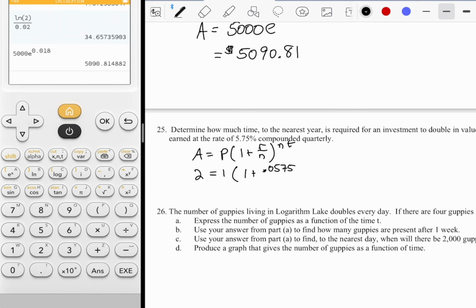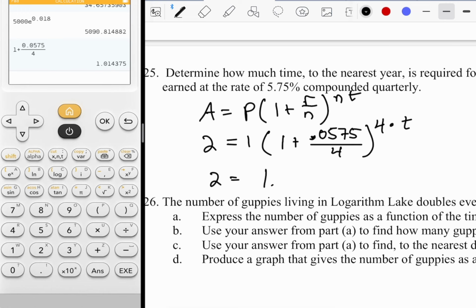Quarterly means it happens 4 times a year. 4 times T. All right, so I can clean this up a little bit, but not a whole heck of a lot. So 2 is equal to, inside the parentheses, 1 plus 0.0575 divided by 4 ends up being that decimal. It's a little lengthy, but it's not terrible. So 1.014375 raised to the 4t power.